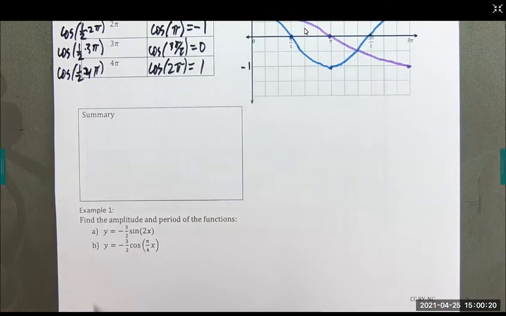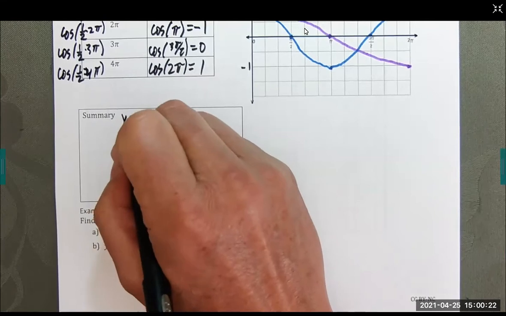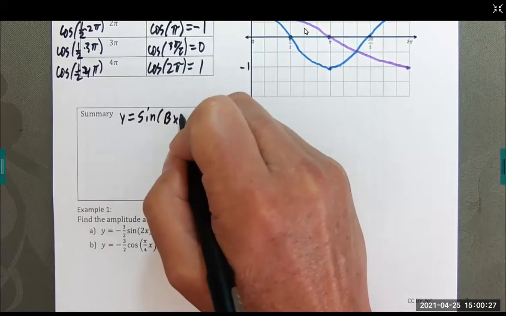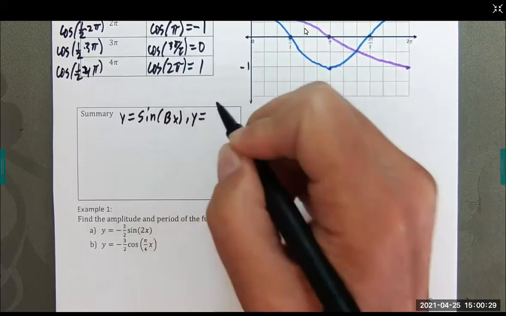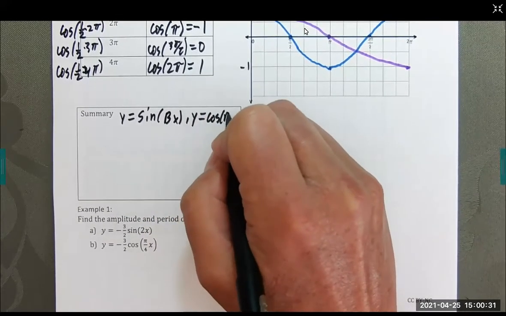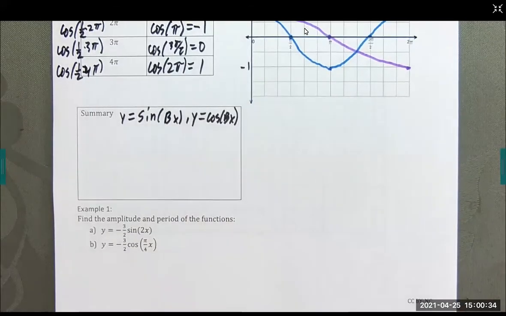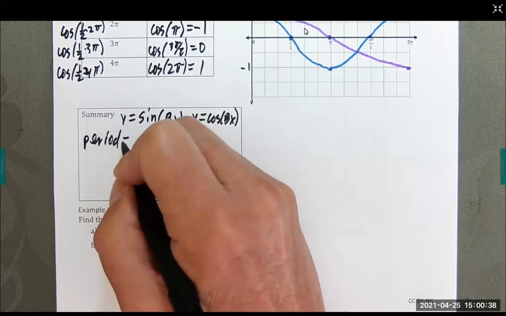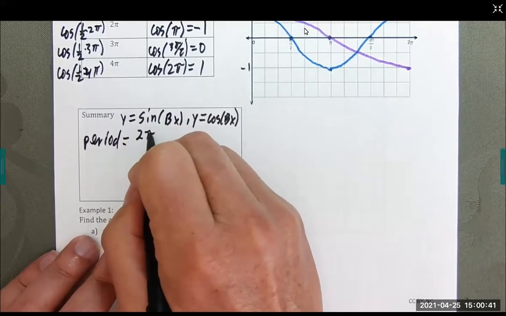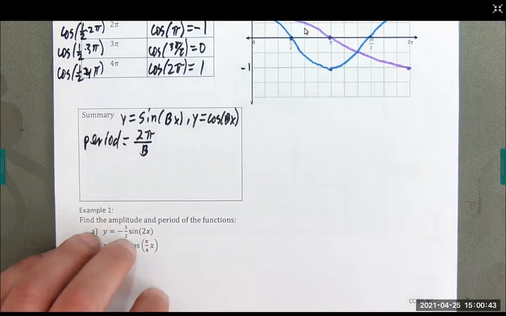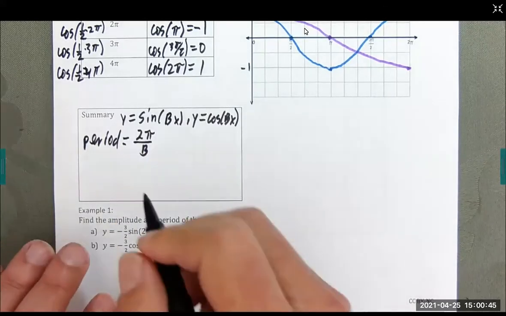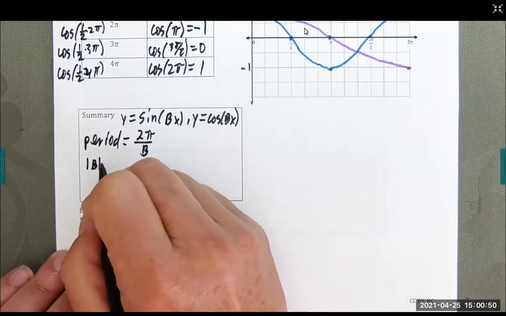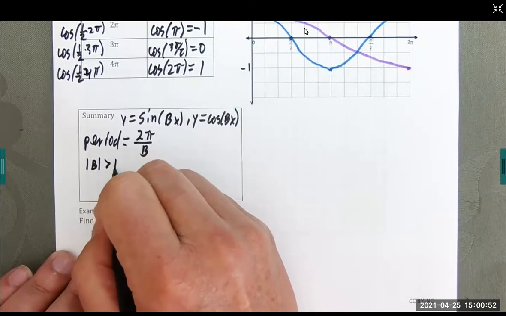Right, our summary is if we have the two functions y equals sine of bx or y equals cosine of bx, then the period is going to be 2 pi divided by b. And if the absolute value of b is bigger than 1, then it compresses it.